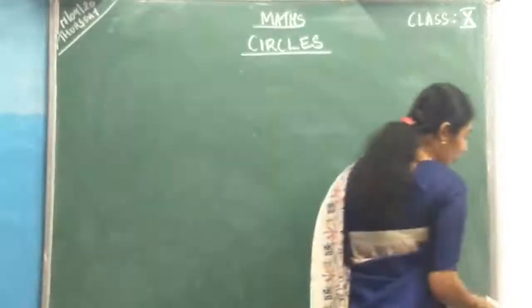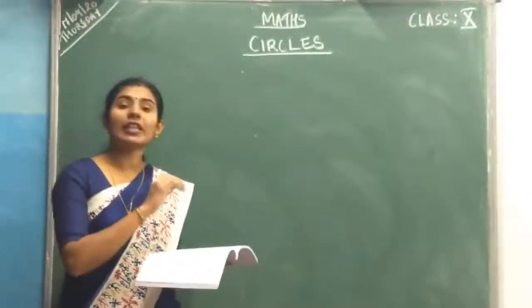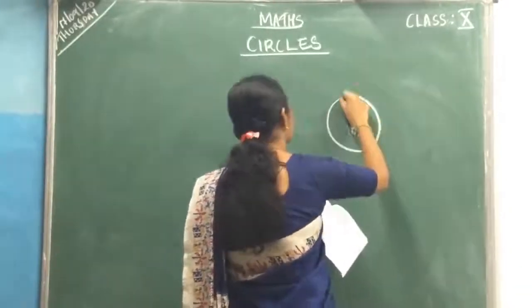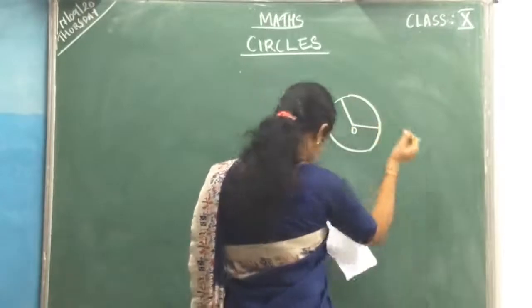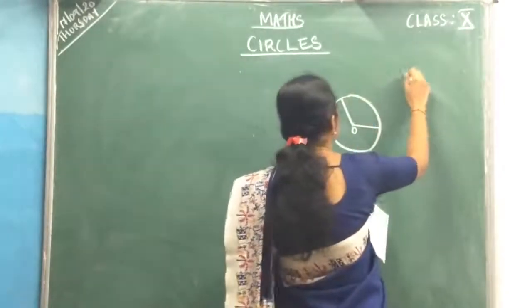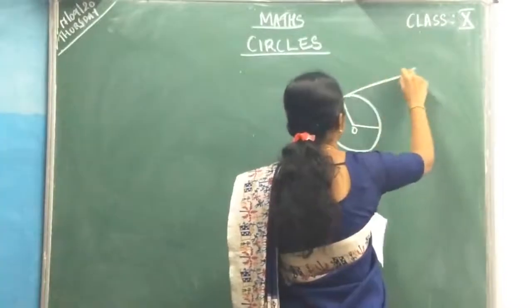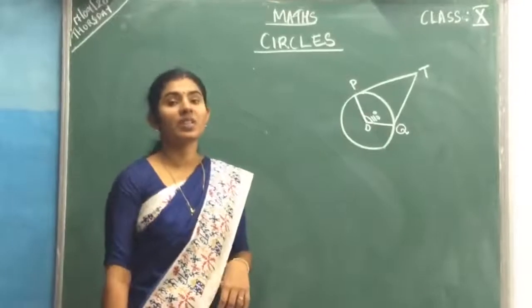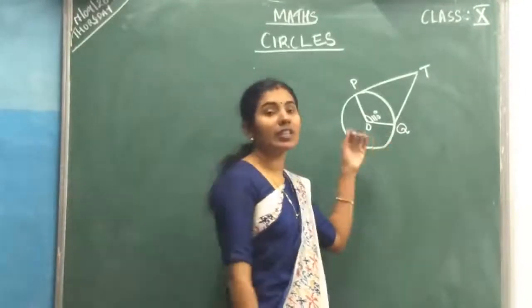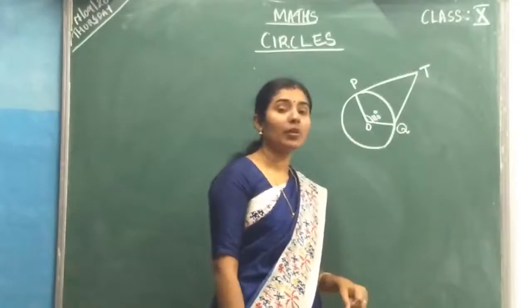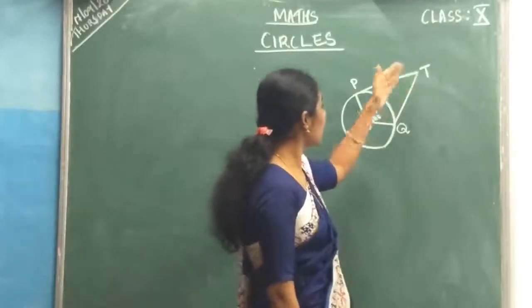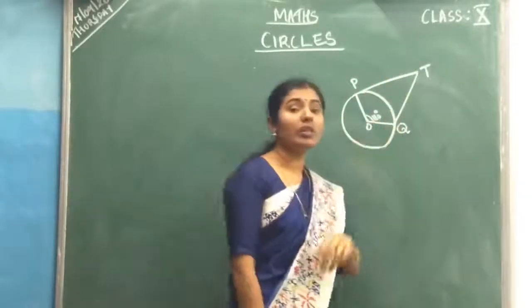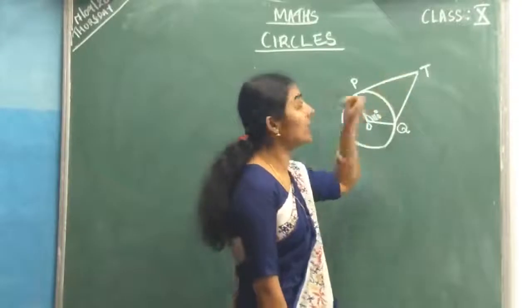The first question: first of all they gave one figure. I will draw one circle here. OP is the radius, OQ is the radius, and T is an external point. Now we see this question. In this figure, T is an external point of the circle, and from T they are drawing two tangents. So PT and QT are two tangents from the point T.